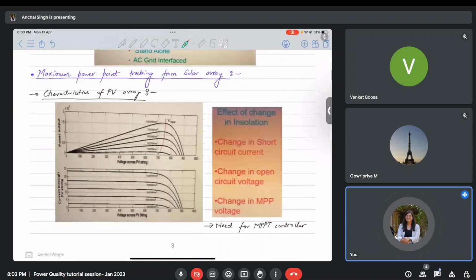So in the lecture, this is the PV array plot. This is the power versus voltage curve, and this is the current versus voltage curve. If you look at this current versus voltage curve and this power versus voltage curve, there is a peak power point, right? This is the peak power point in this curve. This is the peak power point in this curve.